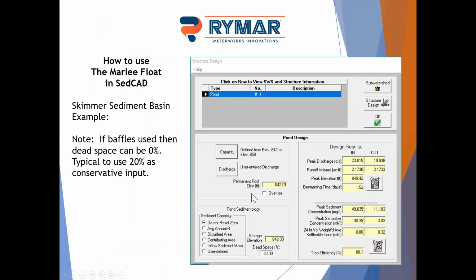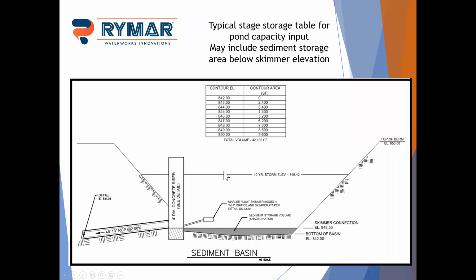But in this case, one thing to point out, in your dead space, if you're using baffles, typically you can move that to 0. 20% is kind of the conservative, but you can use 0 in most places if you have baffles in place. So you're going to build your pond with your stage storage volumes. So this is your elevation and contour areas, to build your basin here.